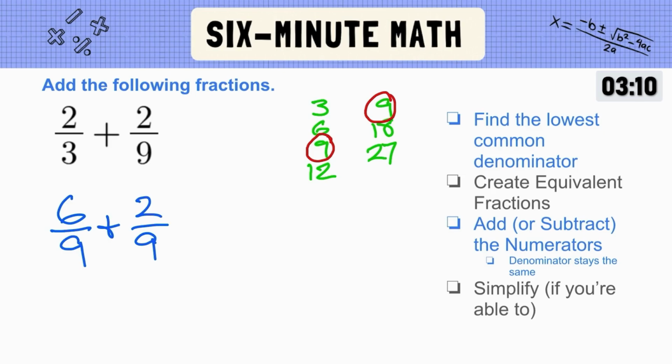At this point, I have a common denominator, 9 and 9, so I would just add my numerators. 6 plus 2 is 8. My denominator will stay the same, and then I would simplify if I'm able to. I can't for this example, so 8/9 is my answer.